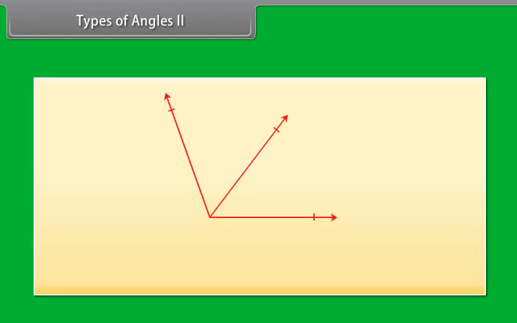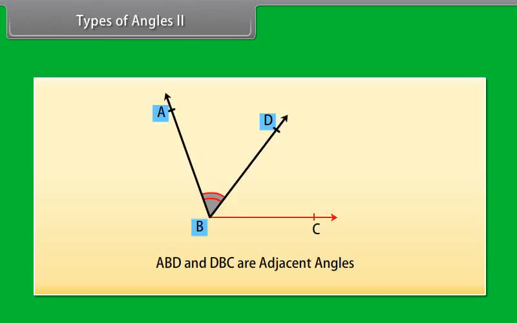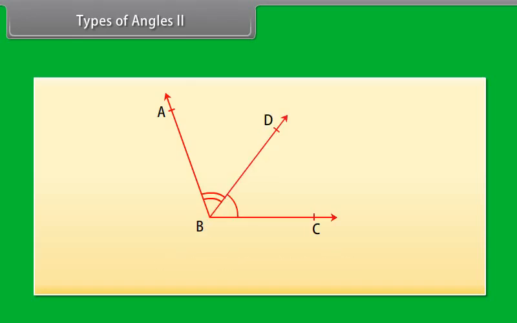What do we call those angles which have a common vertex, a common arm, and their non-common arms are on different sides of the common arm? They are called adjacent angles. Here ABD and DBC are adjacent angles. Ray BD is their common arm and point B is their common vertex. Ray BA and ray BC are non-common arms.